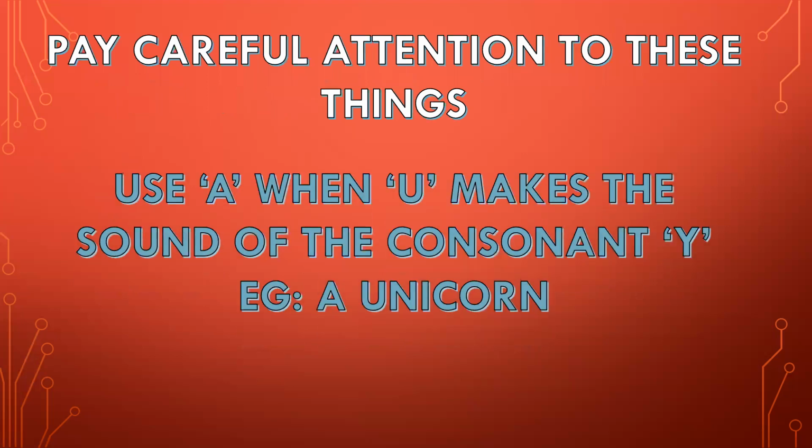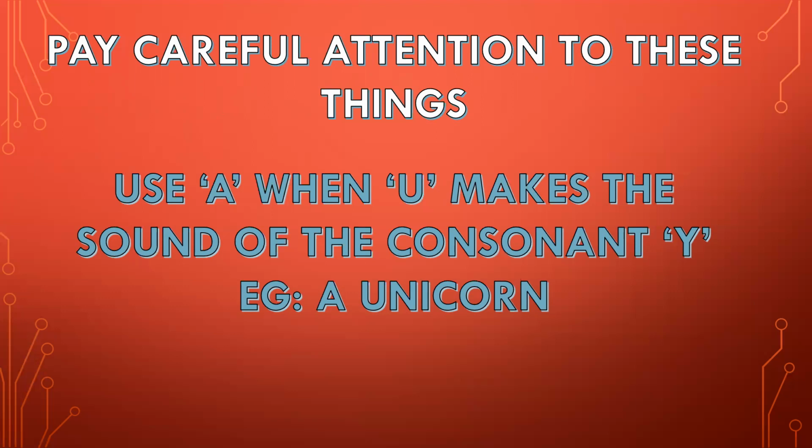Use a when U makes the sound of the consonant Y. Example, a unicorn. Okay? A unicorn. The sound is a Y sound. Hence, you have to use a and not an.